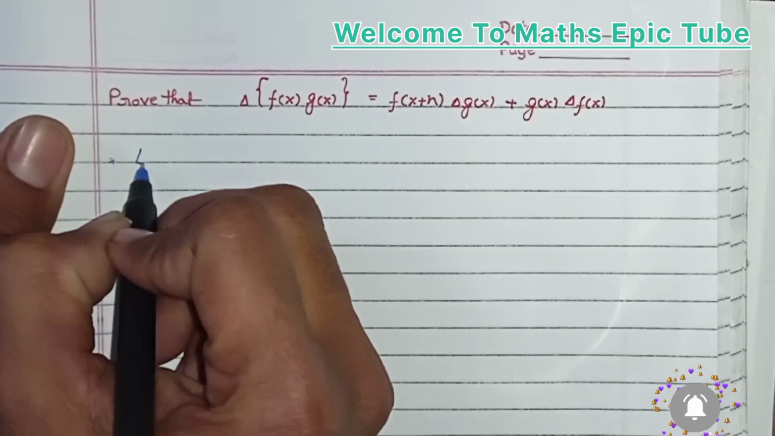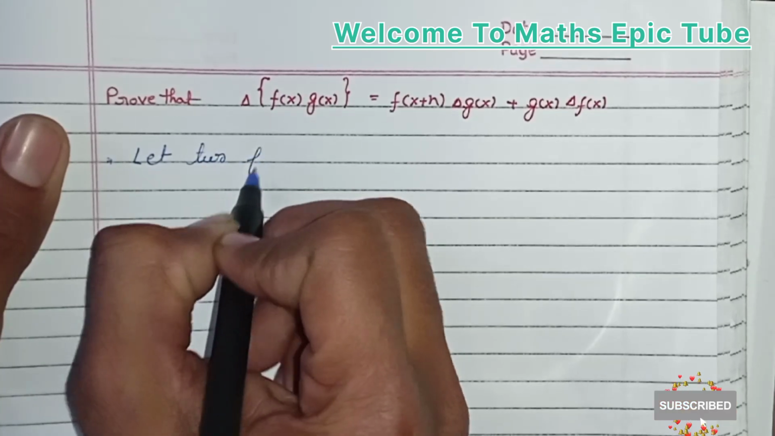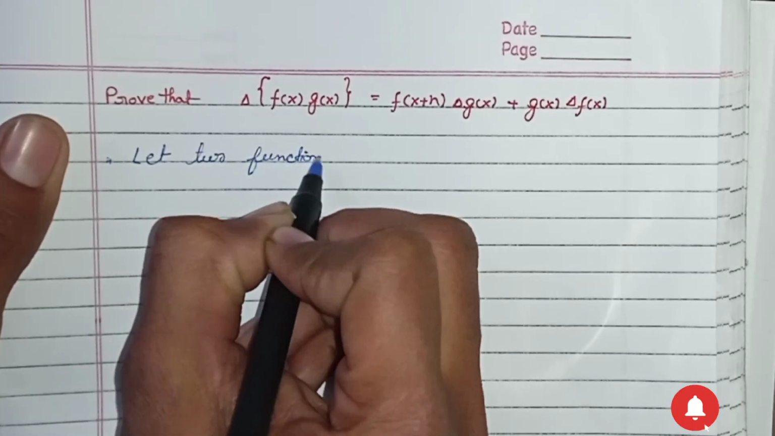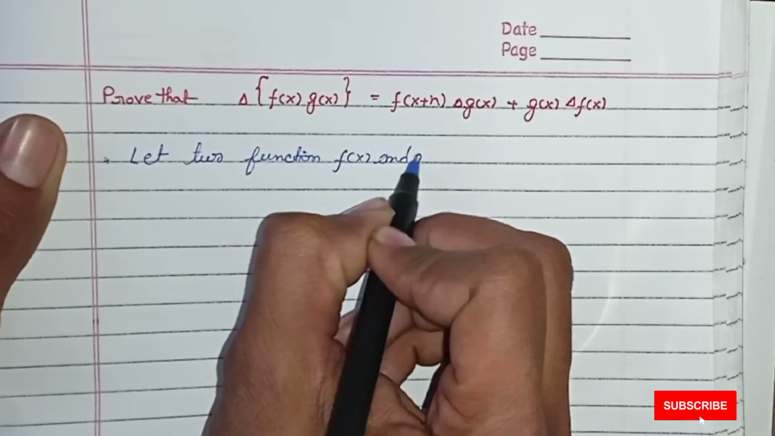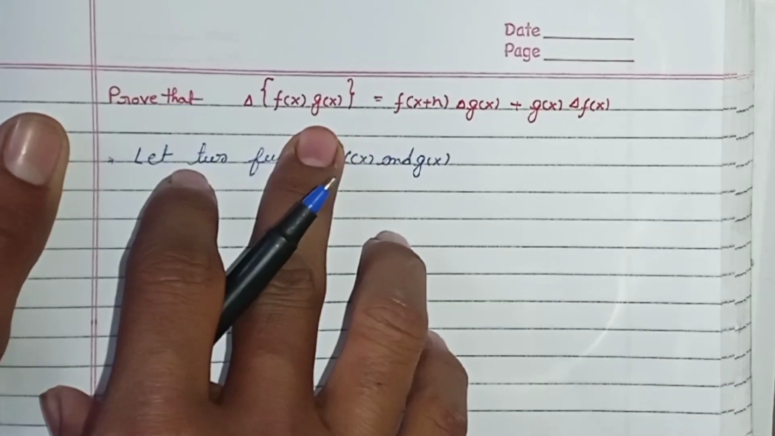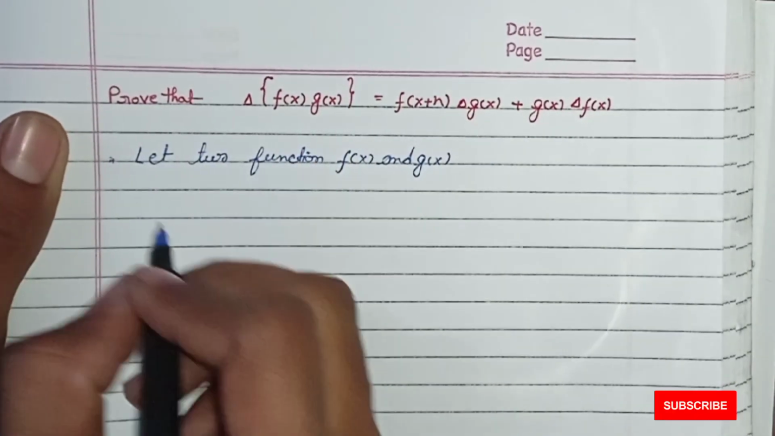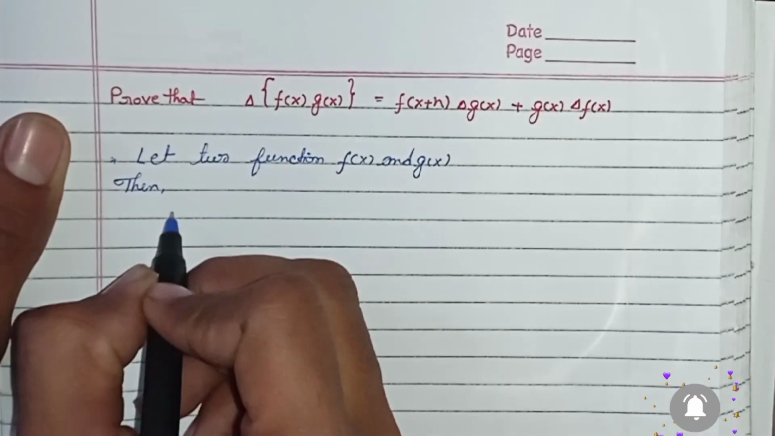Firstly, we let two functions, which are f(x) and g(x). We let the functions f(x) and g(x) because this is given in the question. Okay, now then what we do, then we take the LHS side.